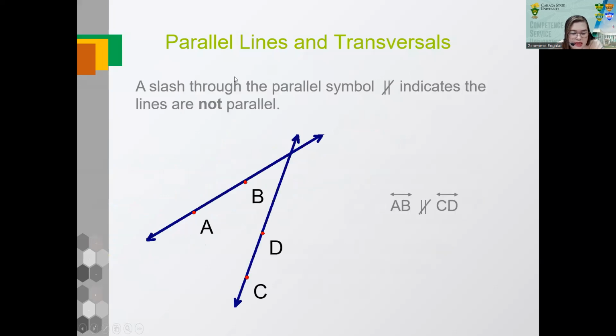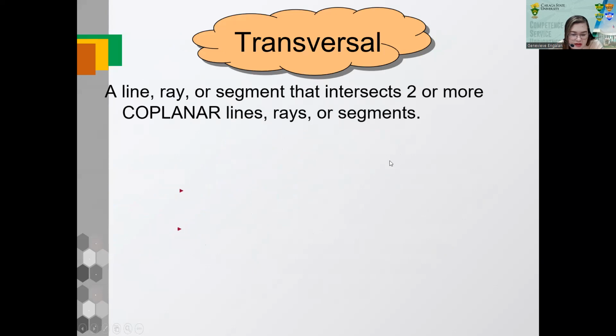Okay. So a slash through the parallel symbol indicates that lines are not parallel. So kana siya, if we have this symbol, pasabot si line AB is not parallel to line CD. Okay, transversal, a line, ray, or segment that intersects two or more coplanar lines, rays, or segments.